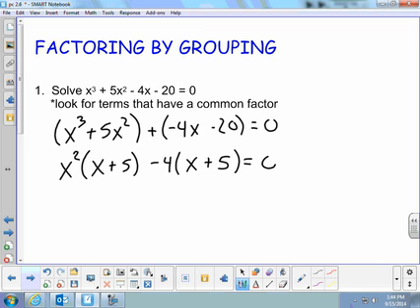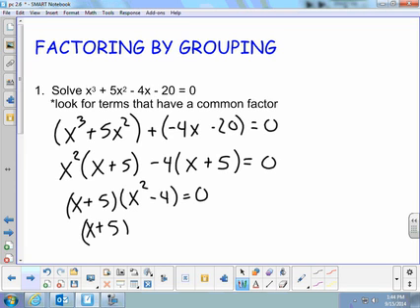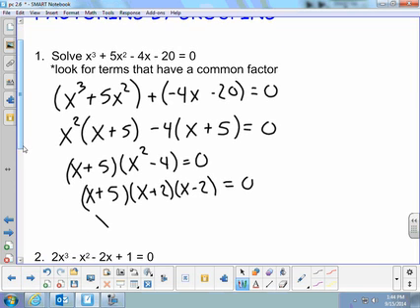Now factoring by grouping only works if what's in the parentheses is exactly the same. In this case it is, it's x plus 5. And then in the other set of parentheses, you put what's left over, x squared minus 4, which is a difference of two squares. So now it's completely factored. Just take each one, set them equal to 0, and you get x equals negative 5, negative 2, and positive 2.